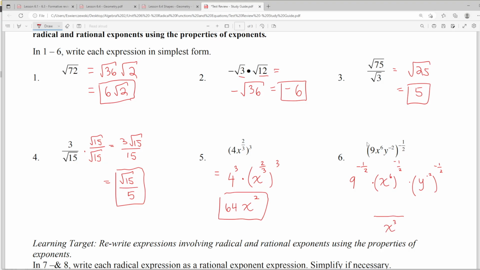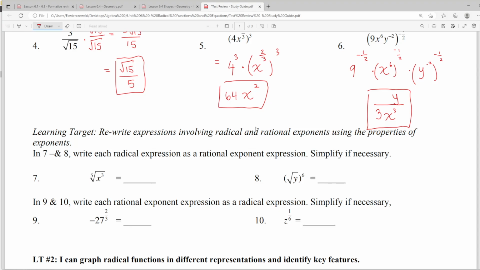Since there's a negative here, when I multiply negative 2 times negative 1/2, I get 1 positive, so y would stay in the numerator. And then this goes to the bottom, and make it positive. 9 to the 1/2 is the same as the square root of 9, which is 3. So this is going to be my answer.